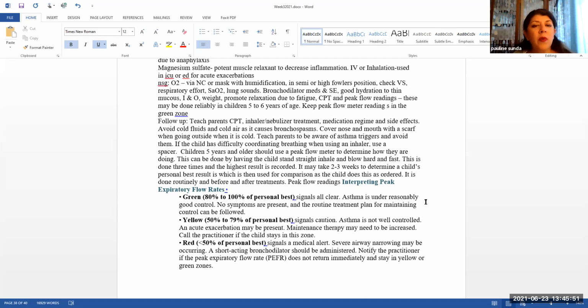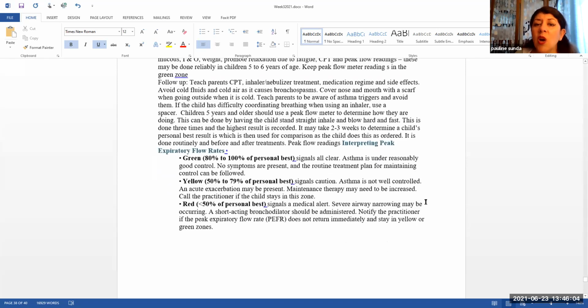In terms of follow-up, you want to teach parents CPT, inhaler and nebulizing treatment use, the medication regime and side effects. You want to avoid cold fluids and cold air because this can actually cause bronchospasm. So cover the nose and mouth with a scarf when they are going outside when it is cold. Teach parents to be aware of asthma triggers and avoid them. If the child has difficulty coordinating breathing when using an inhaler, you can use a spacer.